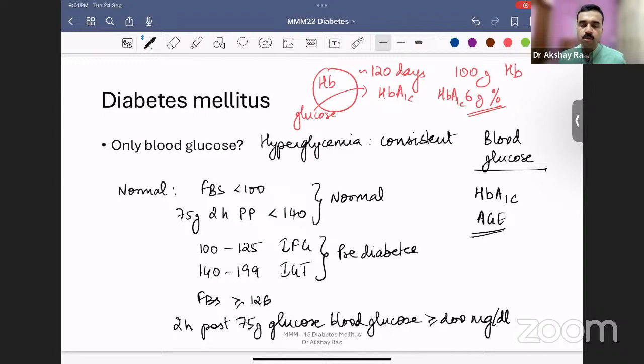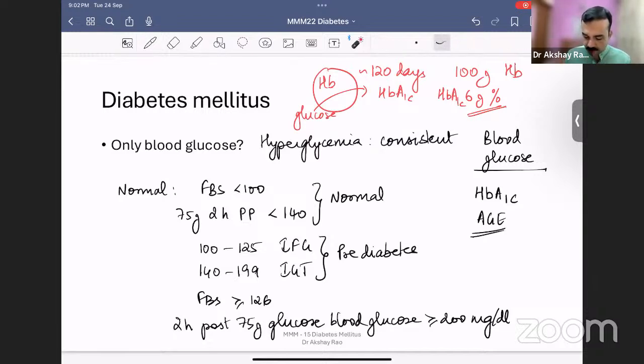If there is any doubt, don't look at the HbA1c, look at the fasting and postprandial. There's a reason why HbA1c was developed. We'll discuss that a little later. So these are the normal and elevated values for blood glucose. Any disorder which has persistent and consistently elevated blood glucose levels will be known as diabetes mellitus.